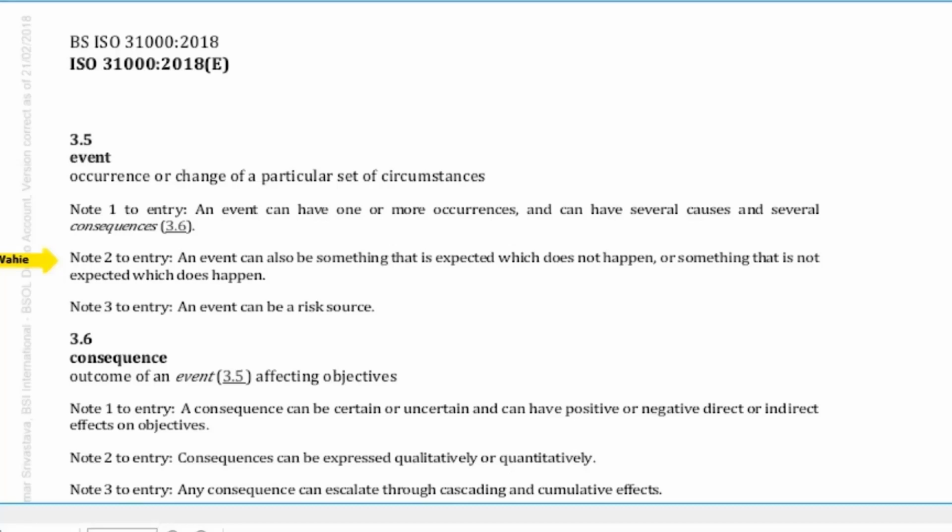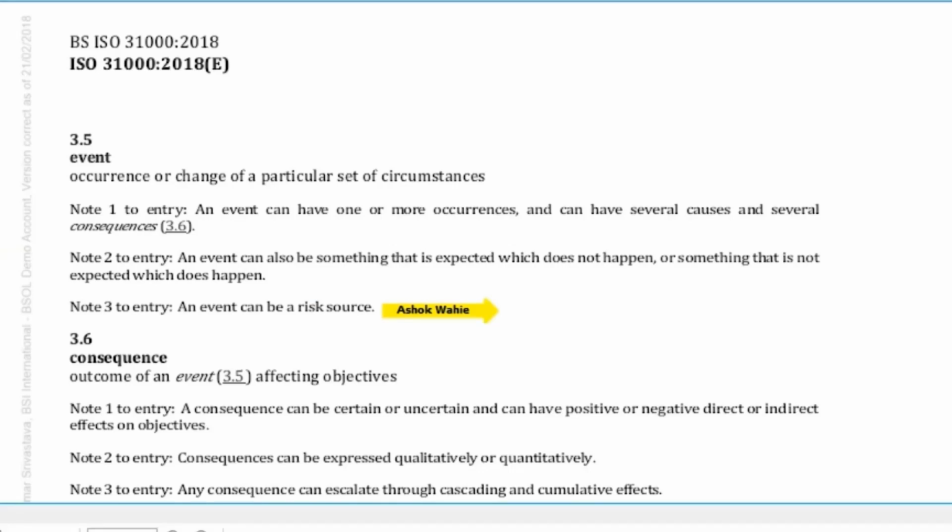Now, an event could be a missed event as well. An event can also be something that is expected, which does not happen, or something that is not expected, which happens. So it is like something we don't know, unknowns. The event itself can be a risk source. For example, if the event is fire, then the fire itself is the source of that risk. So an event can itself be the risk source.